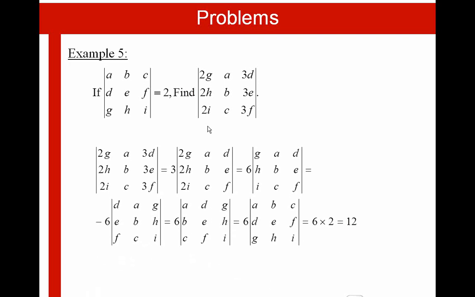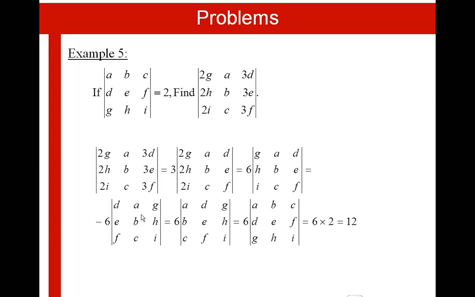If we copy the matrix the way it is here, we notice that we have 3's here. We can take the 3 as a factor. Therefore 3 factor, 2G, 2H, 2I, A, B, C, D, E, F. Then we can take the 2 as a factor here. So we're left with 3 times 2, 6, times the determinant of G, A, D, H, B, E, I, C, F. Now we interchanged the first column and the third column here. Every time we interchange columns or rows, as we have seen, we have to change the sign. So this becomes minus 6 here.